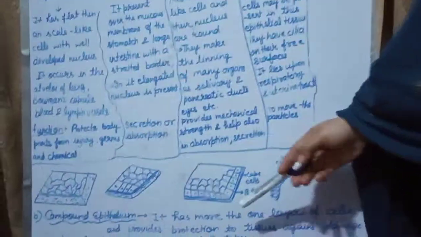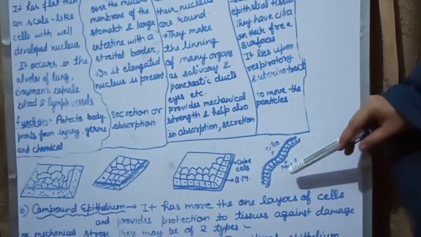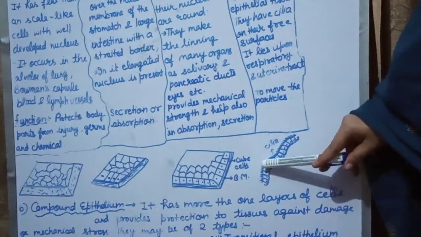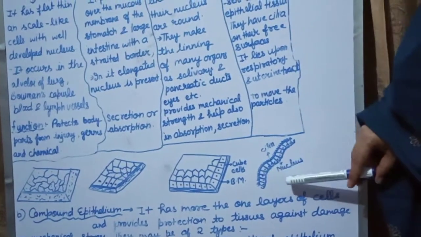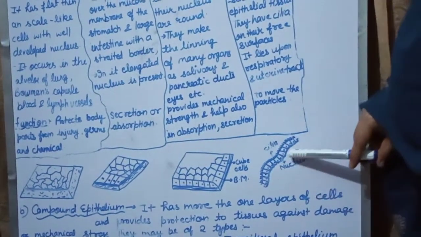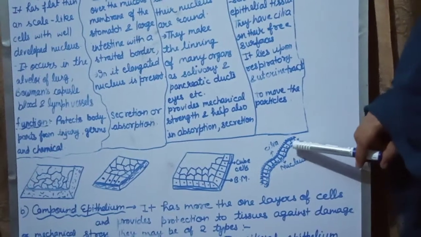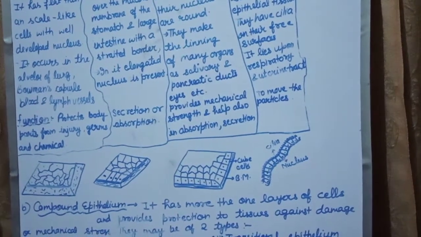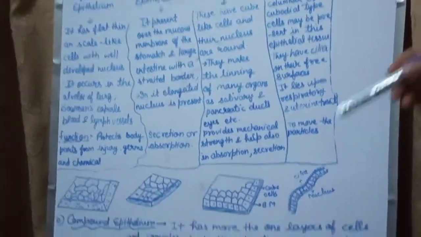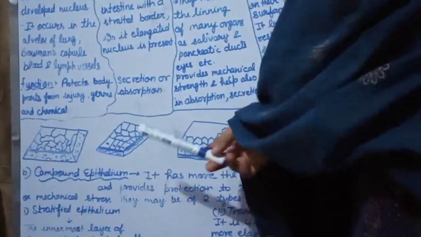Now you see here the structure of the ciliated epithelium. These are the cilia found on the free surfaces, this is the basement membrane and these are the nuclei. In the ciliated epithelium, the nucleus is present at the base, not in the center. Now we discuss the compound epithelium. Compound epithelium has more than one layer of cells, so it is called compound epithelial.